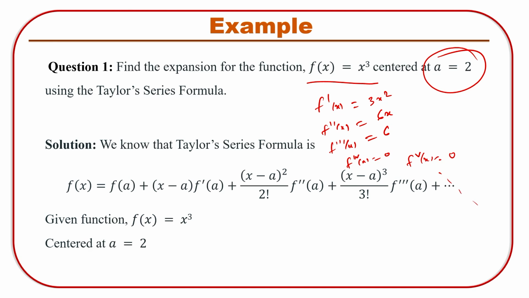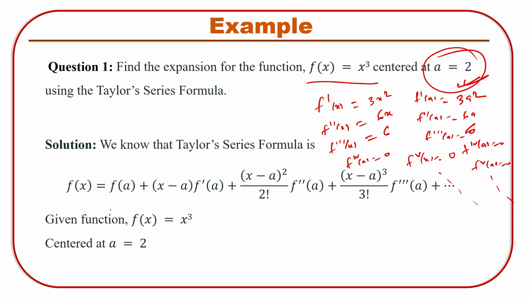And we have to find these at the center a equal to 2. So, f'(a) equal to 3a squared, f''(a) equal to 6a, f'''(a) equal to 6, the fourth derivative at a equal to 0, the fifth derivative at a equal to 0, and so on, right. And now use the formula.